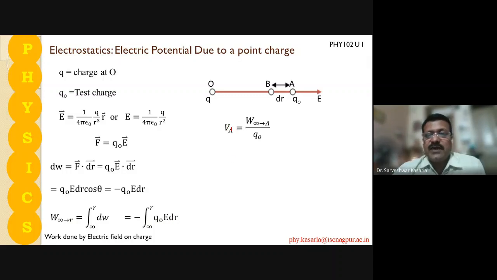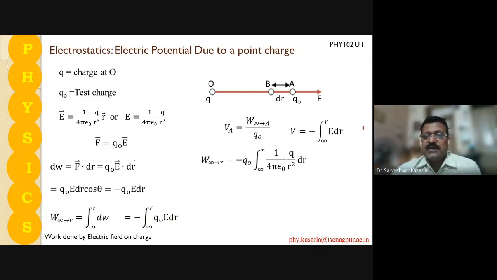So VA will be equal to this much, which we have already seen. Then the potential V is equal to minus the integration from infinity to r of E dr. So these are the expressions that one can solve in a simple way. The work done from infinity to distance r is equal to this much. This is the expression of E.